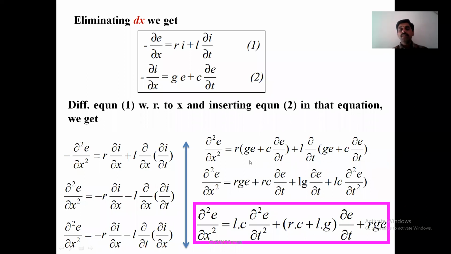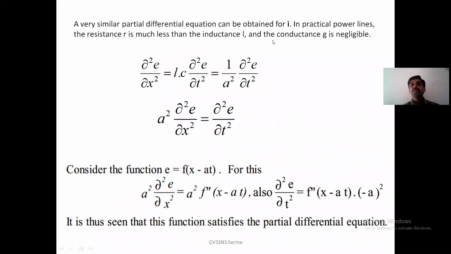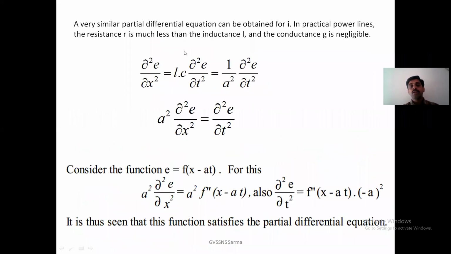We know that the resistance compared to the inductance can be neglected, and the conductance is also negligible in the transmission line. If you neglect R and G in this previous expression, the RG values go out, and the expression becomes dou square E by dou x square equal to LC into dou square E by dou t square. You can write LC equal to 1 by a square, so a square is equal to 1 by LC. We will discuss that.